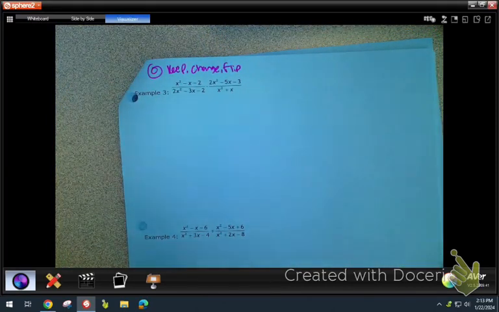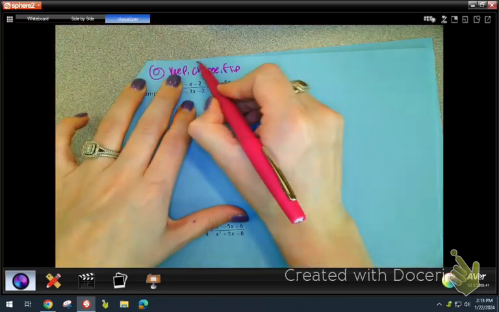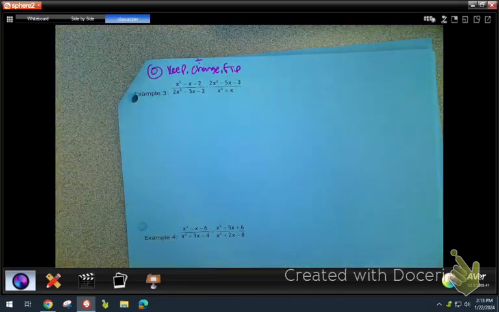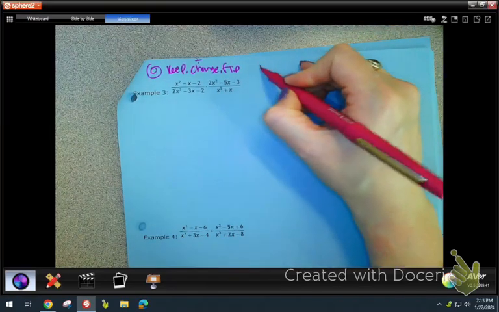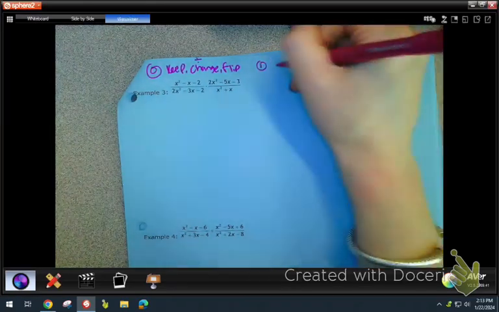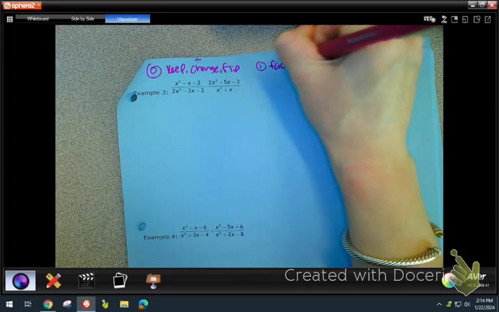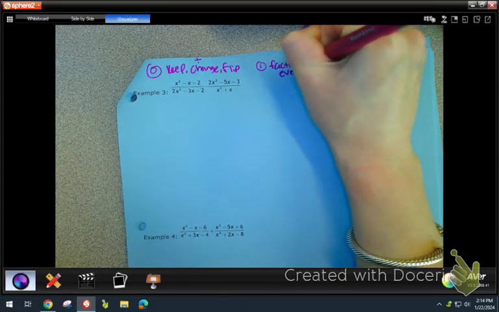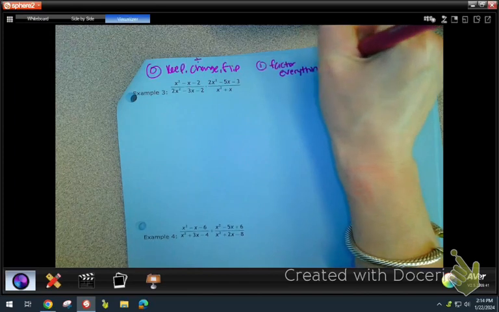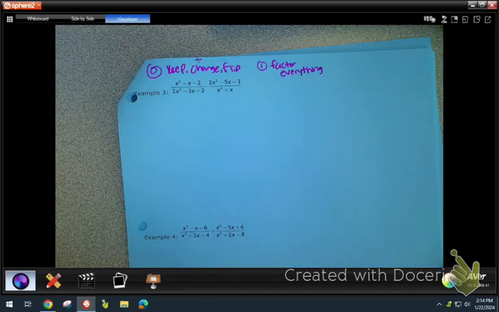And that's only if it's a division problem. Okay, so that's for a division. Don't do this if it's multiplication. That's why it's step 0, because you don't always have to do it. Step number 1, factor everything. Factor everything. All numerators, all denominators, all factoring patterns are allowed.